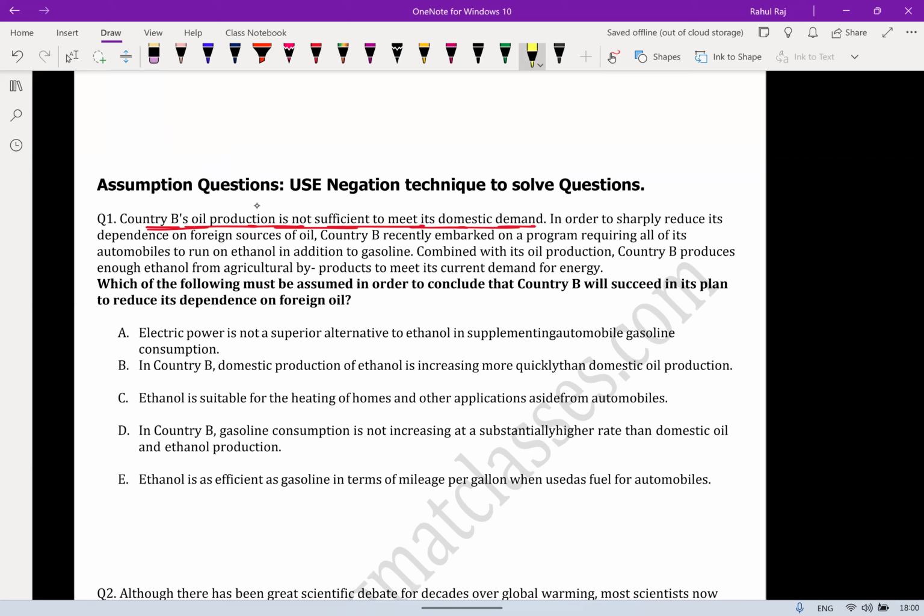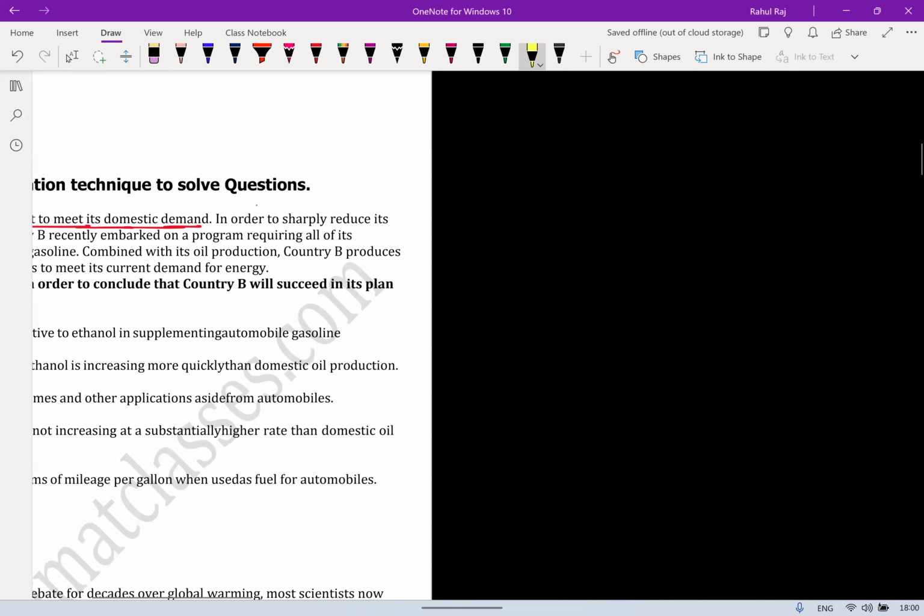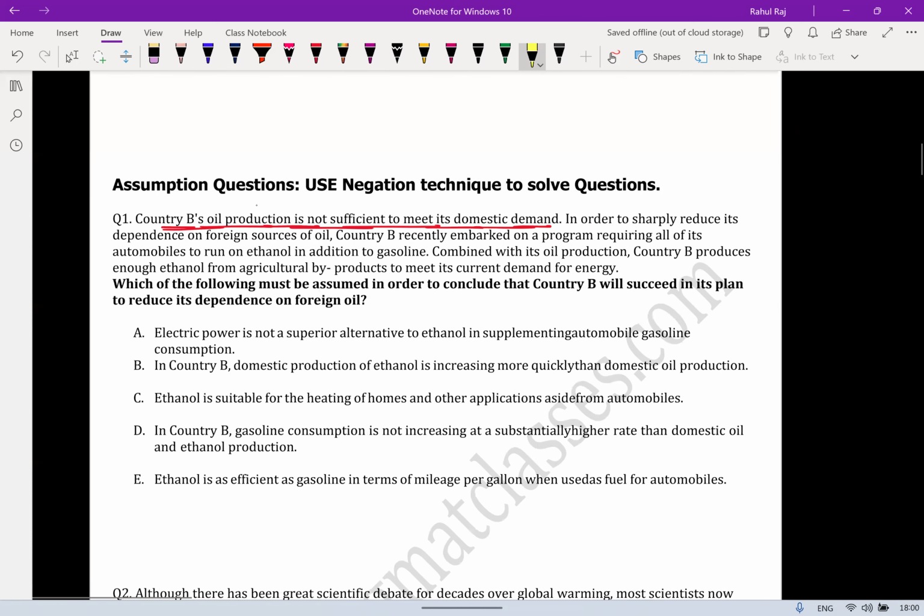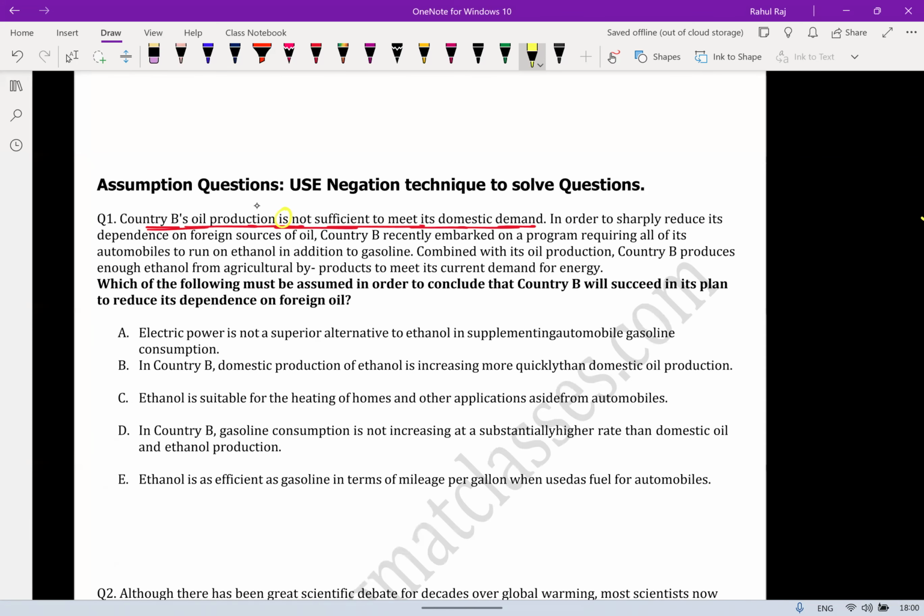So when I say country B oil production is not sufficient to meet its current demand, I can 100% say, what can I infer from here? That country B needs to import the oil. This is the normal inference. This is the normal understanding that I'll have. Country B needs to import the oil. Agreed? Any problem here? Now you say this is a fact.